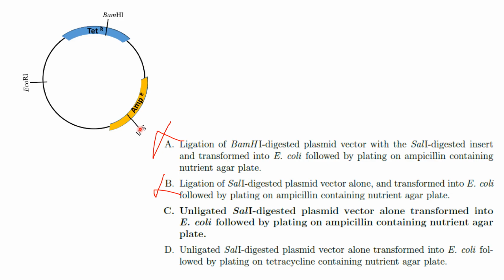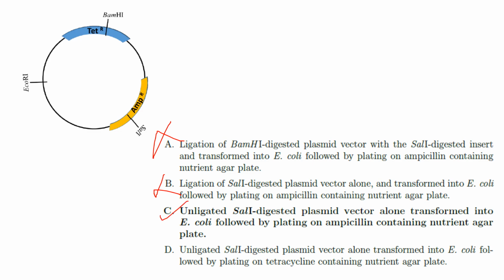Now if it is completely digested with SAL1, it will not ligate on its own. You have to put the ligation mixture there, only then it will ligate. Okay. And you transform E. coli, it is not going to transform E. coli because it is a linear plasmid. And colonies will not grow on ampicillin containing nutrient agar plate. So you can conclude based on whether colonies are appearing or not, whether it is fully digested or partially digested. Okay. So C is the answer.